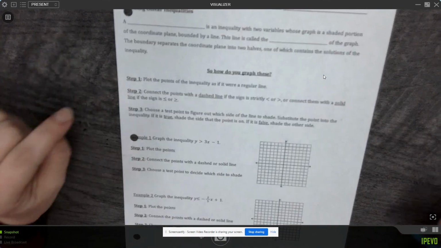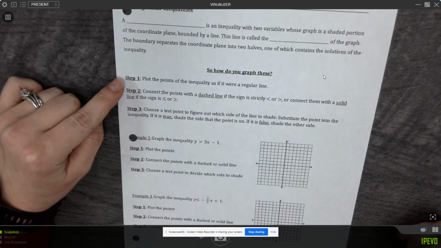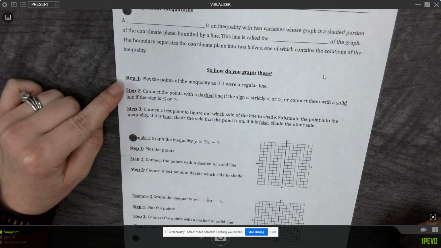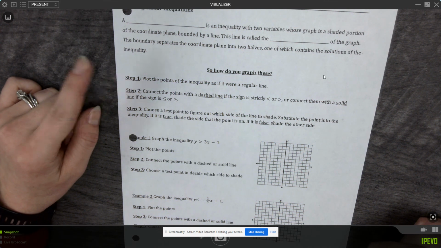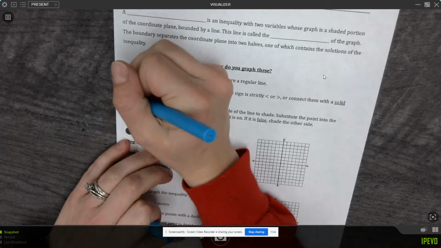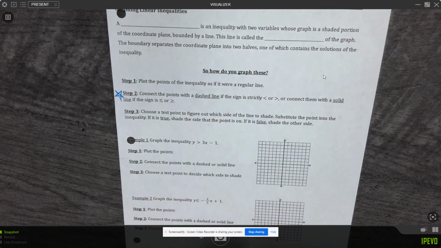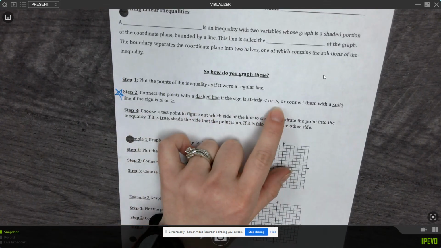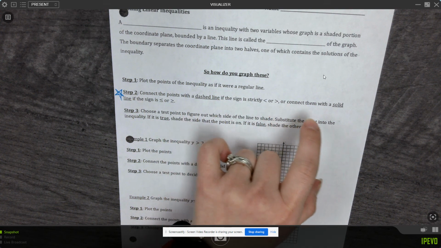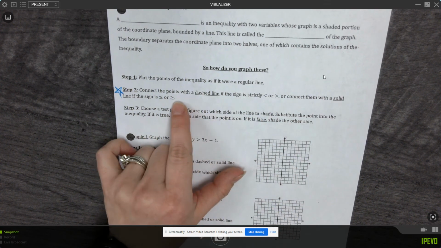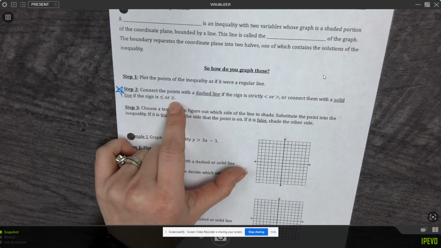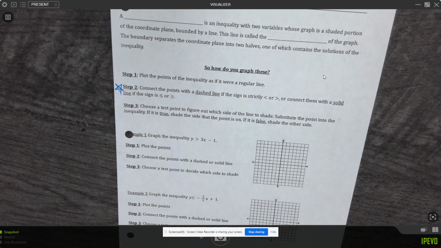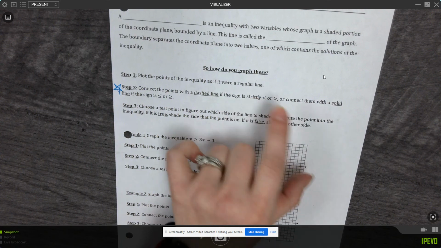So how do we graph these? Step 1, plot the points of your inequality as if it were a regular line. If you are in slope-intercept form, you're going to plot your y-intercept and then plot some dots using your slope, rise over run. However, step 2, super important: you are going to connect your points with a dashed line if it's a less than or greater than. You will connect it with a solid line if it is an or equal to. So less than or equal to or greater than or equal to. So dashed if it's not or equal to, solid if it is.